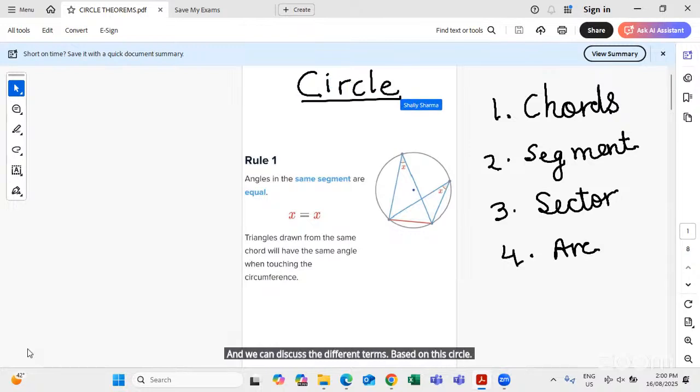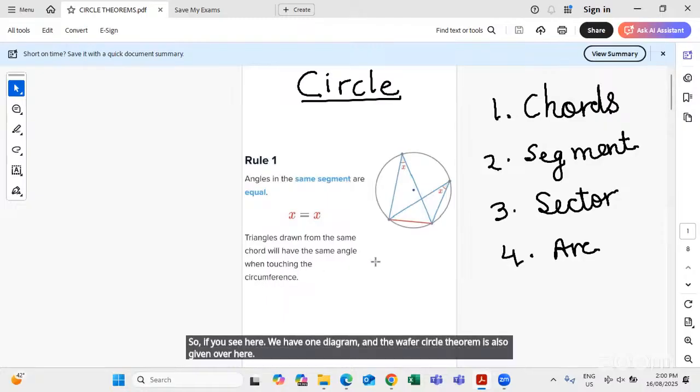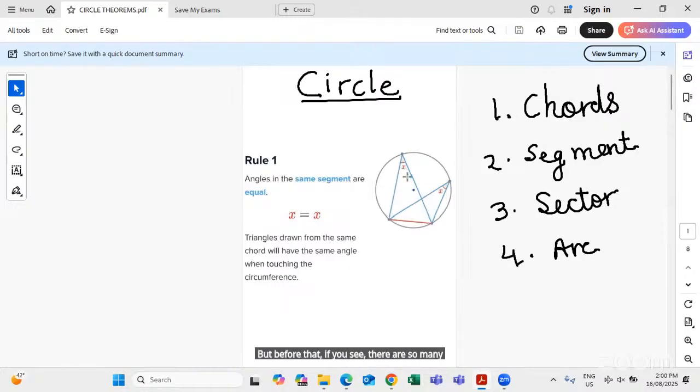So if you see here, we have one diagram and the first circle theorem is also given over here. But before that, if you see there are so many lines drawn, what do these lines mean? We will study about that. So the first thing is chords. Now what is the meaning of chords? Chords are basically lines, but these are a special kind of lines.